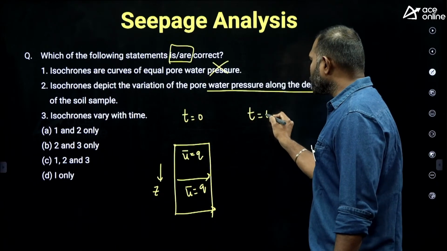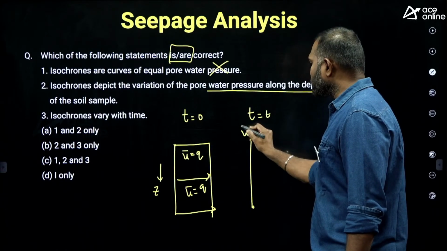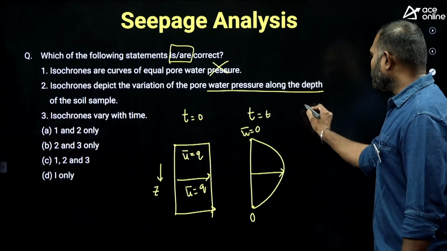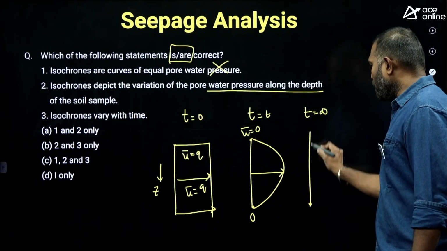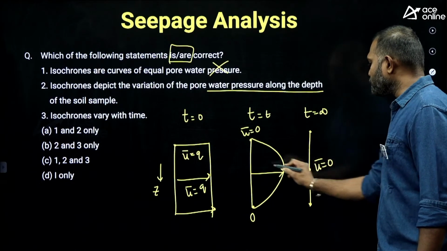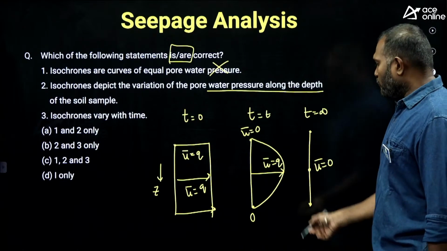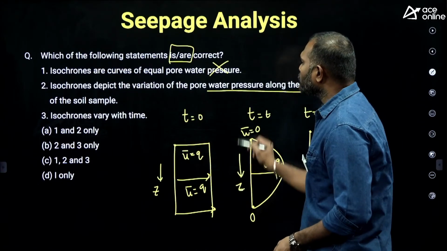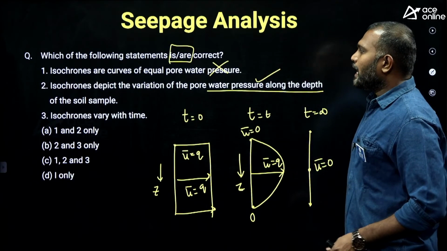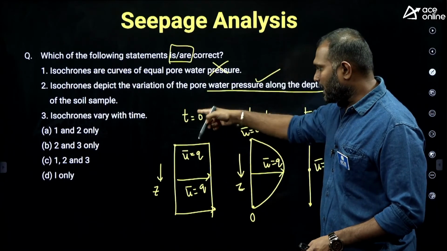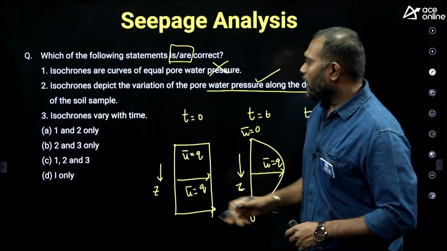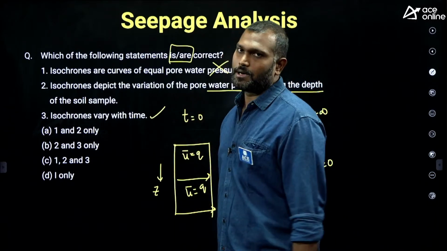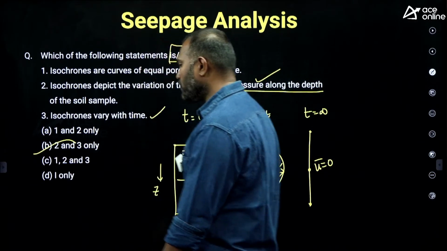And when time t is equal to t, at the top, excess pore water pressure is 0, at the bottom 0, but at the center it is going to be maximum. When time t is equal to infinity, at the top, bottom and center, excess pore water pressure is 0. So whatever this isochrone is, it is the representation of variation of excess pressure with respect to depth. That's true. Statement number 2 is true. Isochrones are curves of equal pore water pressure? No. At time 0, fine, but not at all other times. Isochrones vary with time? Yes, they vary with respect to time. So statement number 2 and statement number 3 are correct. The correct answer is 2 and 3 only.